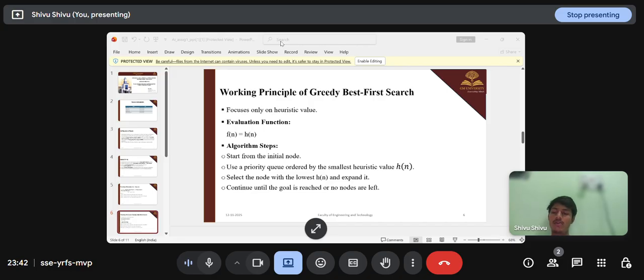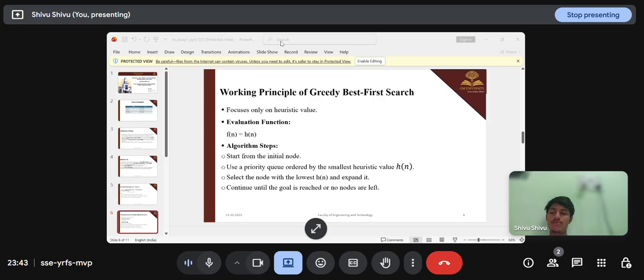And next, the evaluation function is f of n equals h of n. It means the function used to decide which node to explore next is just the heuristic value, that is h of n, which estimates the distance from the current node to the goal. And next, these are the algorithm steps.